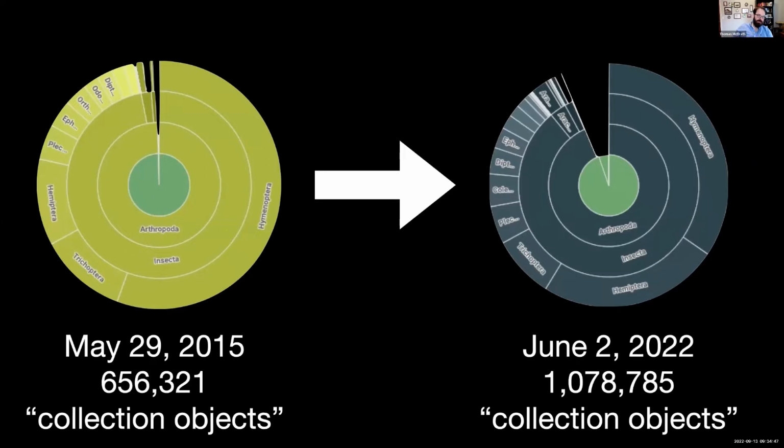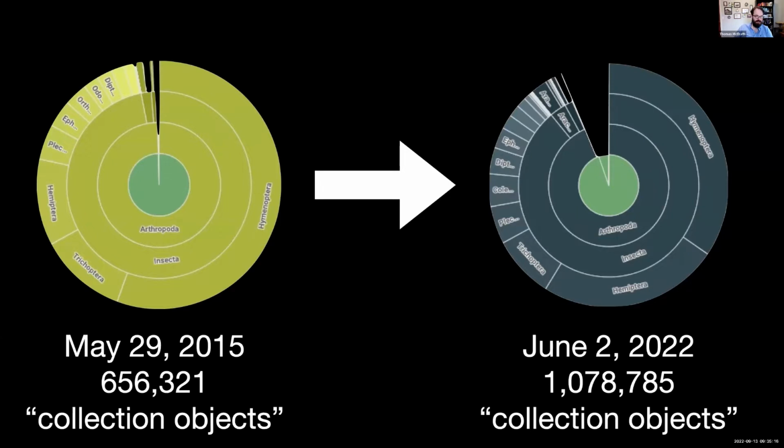So in May of 2015, when you looked at our export of all of those digitized collection objects to the Global Biodiversity Information Facility, there were about 656,000. And just this year, last June, we upgraded that to about 1,078,000 collection objects. So what happened in those 7 years?